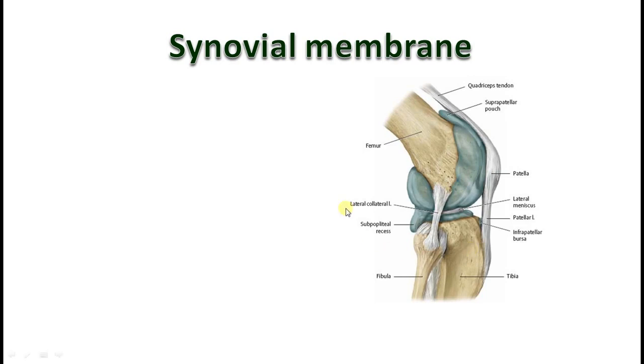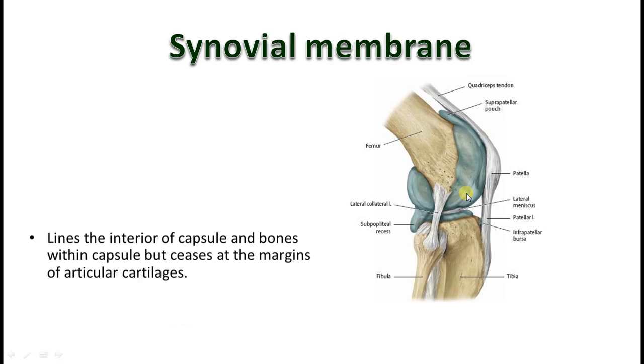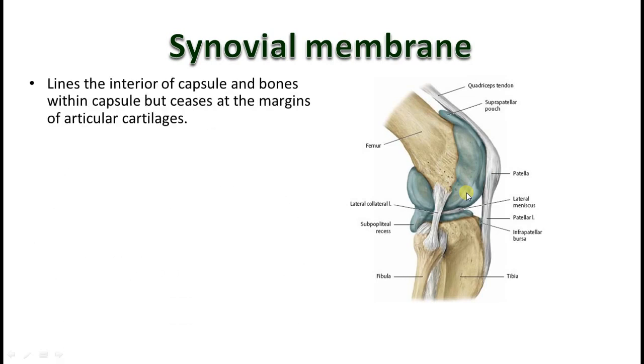Okay. Synovial membrane. If you look at the synovial membrane, it again lines the interior of the capsule but does not line the articulating surfaces. The articulating surface will be covered by the hyaline cartilage, and definitely the synovial membrane ceases at the margins of the articular cartilage. Because beyond that, if the synovial membrane is there, definitely it will get damaged when the two bones come into contact with each other. So that is one thing.